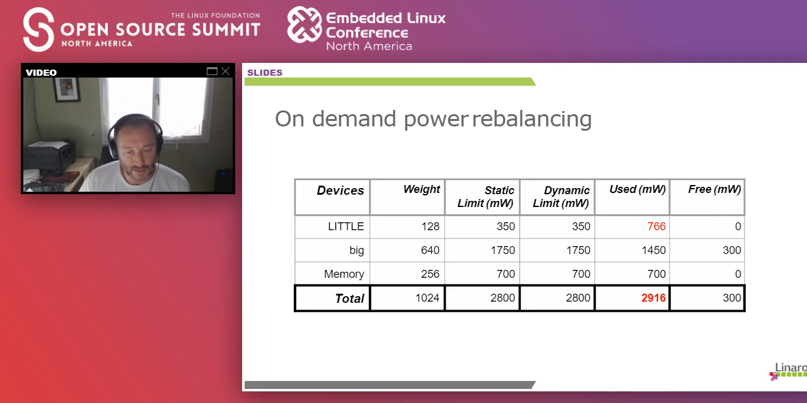So the first step is we reset the dynamic limit, and now the big is okay. It's in the limit, but the little is above this limit. And we see that we still have 300 milliwatts to be distributed. So we apply the same now: 33% of the 300, which is 100, and 66% of the 300, which is 200.